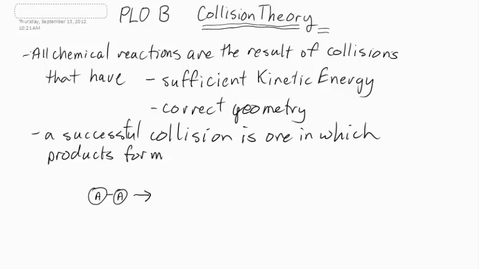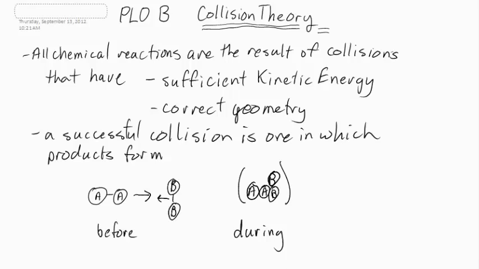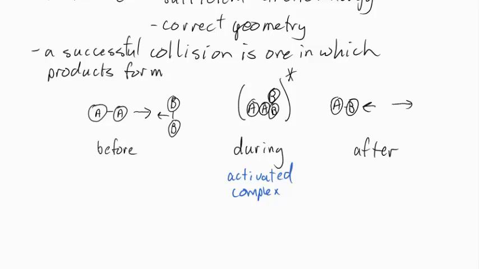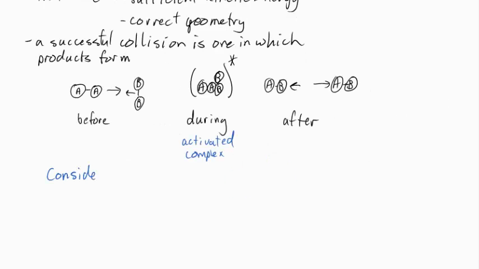Here's a particle, A connected to another A. And let's say that it's flying into a second kind of particle, B connected to a B. Before, they're moving towards each other at high kinetic energy. During the collision, they collide together, forming a brief, high energy, unstable product that allows the atoms or particles to reform into new species. It's called the activated complex, and we put brackets around it and a star to show this instability. Afterwards, we see the particles fly apart in a new form.